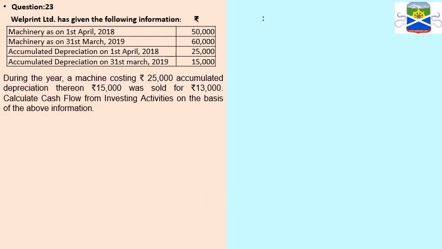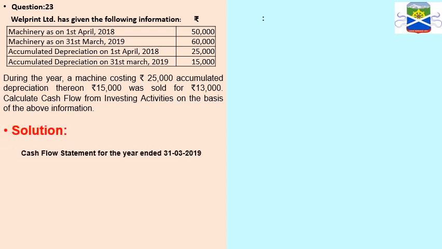Now moving on to the next question, question number 23. We have Wellprint Limited with the following information: the opening balance of machinery is 50,000, the closing balance of machinery is 60,000, the accumulated depreciation opening balance is 25,000, and the accumulated depreciation closing balance is 15,000. Additional information: during the year machinery costing rupees 25,000 whose accumulated depreciation is 15,000 was sold for rupees 13,000. You have to find the cash flow from investing activity on the basis of the information given.